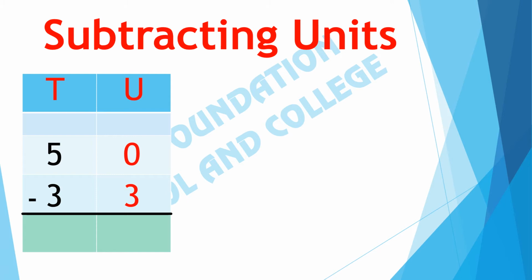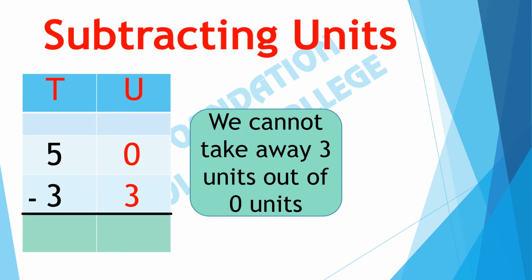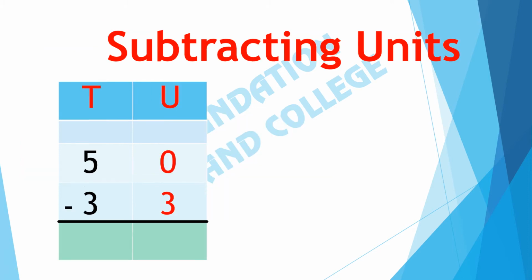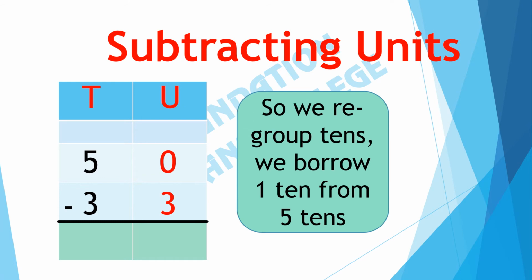First of all we will subtract the units. We have to subtract 3 units out of 0 units. As we can see that we cannot take away 3 units out of 0 units. Students, can you tell me what will we do now? Yes? We will take borrow. We will regroup the tens. And we will take borrow 1 ten from 5 tens. From 5 tens we will take 1 borrow. Here we are left with 4 tens.